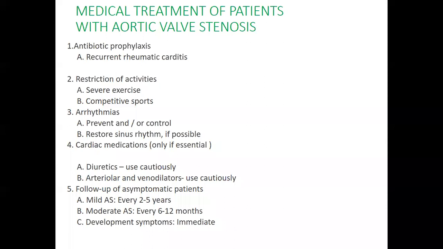So you see that valvular disease is the most common cause in our country. In our previous talk, we noticed that the most common cause of valvular disease is recurrent rheumatic fever that results in valvular stenosis. So a patient who has an etiology of rheumatic heart fever will definitely need antibiotic prophylaxis for recurrent rheumatic fever. And apart from that, if this patient develops arrhythmia, then you have to prevent or control different arrhythmias.